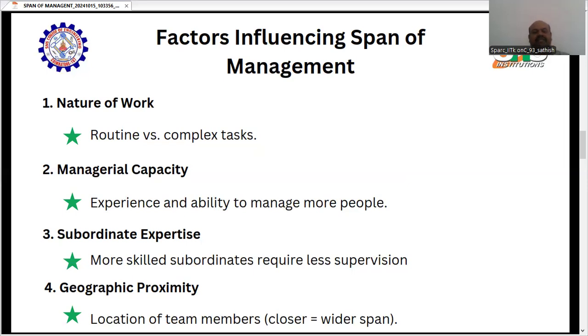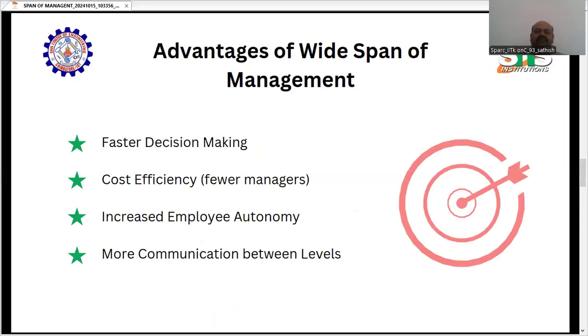So the next point is geographic proximity, location of team members. When they have a closer location, we have a wider span. So, advantages of span of management. A wide span of management will have faster decision making, cost efficiency, increased employee autonomy, and more communication between levels.